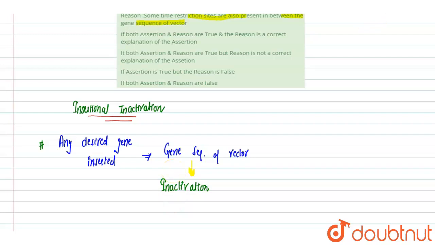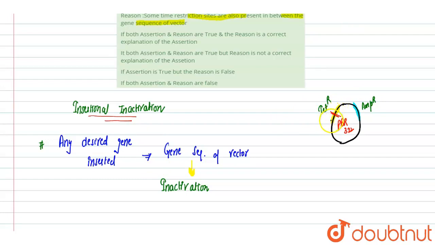We will better understand it by taking an example of the plasmid pBR322. pBR322 is a common, widely used plasmid. It has two selectable markers: it has tetracycline resistance, and it has ampicillin resistance. So here we can see the tetracycline resistance and the ampicillin resistance. So when any desired gene is being inserted into the tetracycline resistance gene.